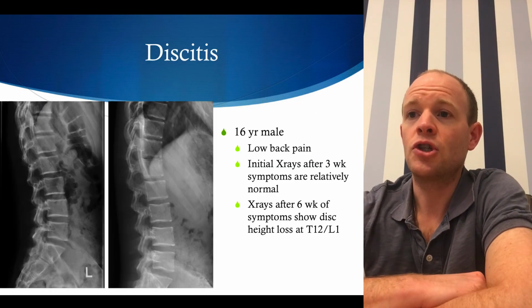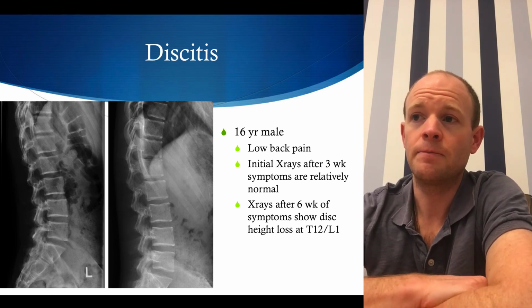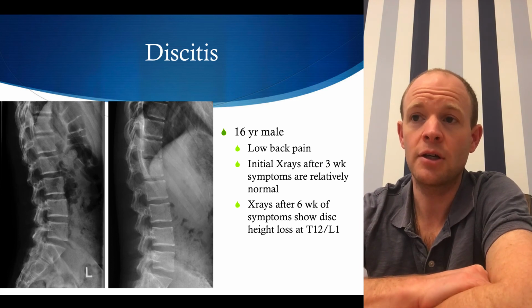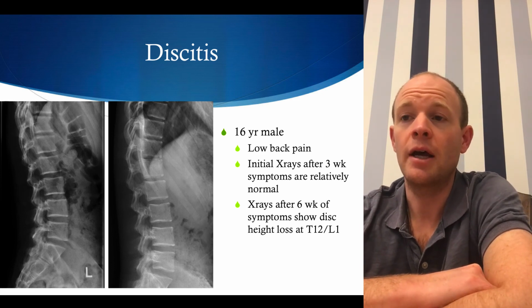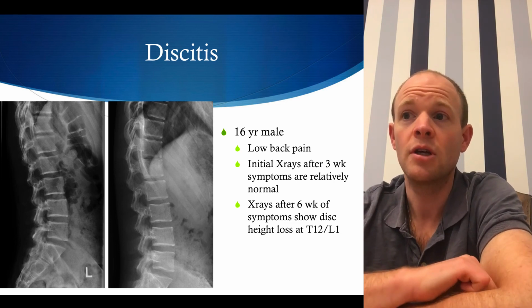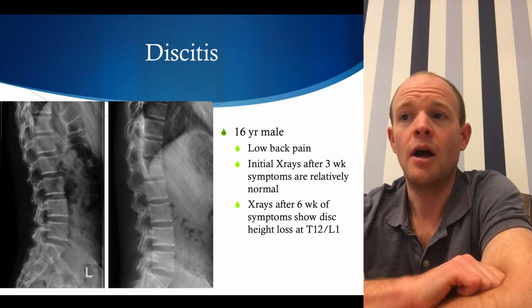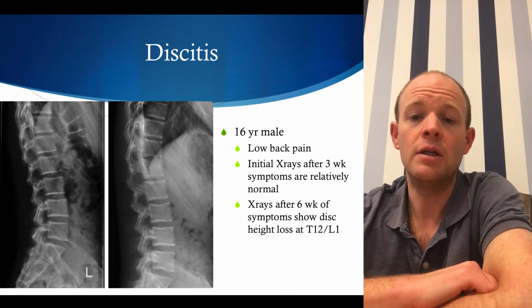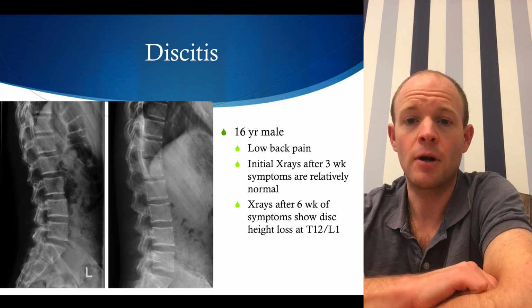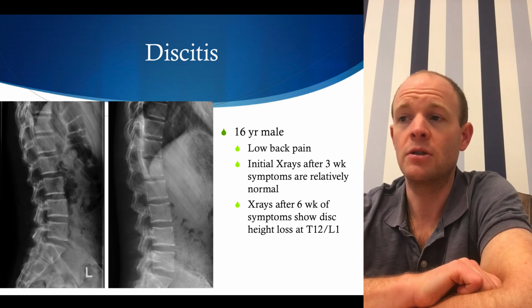In slide 15, I've just shown a set of x-rays in a patient that I managed with low back pain and vertebral osteomyelitis and discitis. The initial x-rays at about 3 weeks of symptoms were relatively normal, maybe a bit of loss of the lumbar lordosis. And then you start to see that loss of disc height at T12-L1 later on in the disease course. And he did undergo an MRI and also was treated with antibiotics for 6 weeks and did very well.